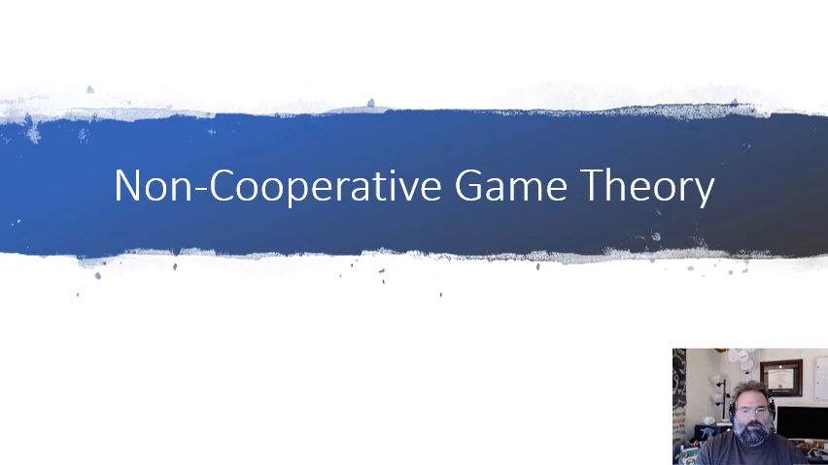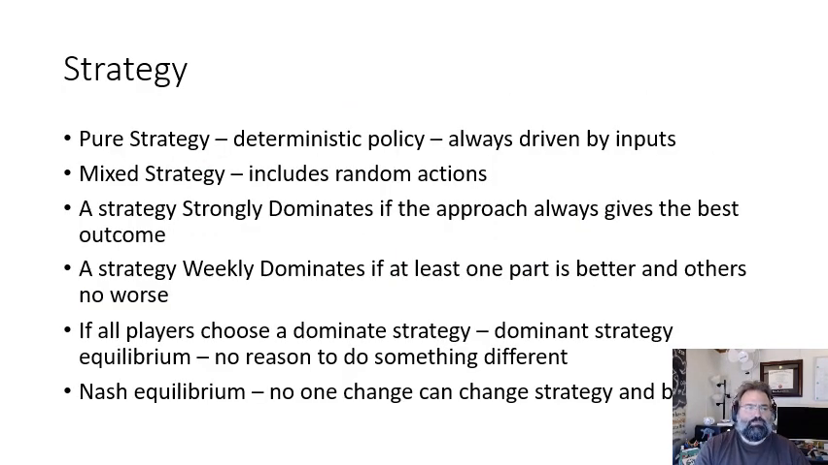Moving on to, well, what if we're not all together for the same reason? So non-cooperative game theory. There are various strategies that may be utilized. You may have a pure strategy, which is a deterministic policy. You always do something based upon inputs. A mixed strategy kind of does somewhat of a pure thing, but it randomly does something else. And depending upon where you are on the continuum, you could be all the way over to a truly random agent, which may or may not be all that successful.